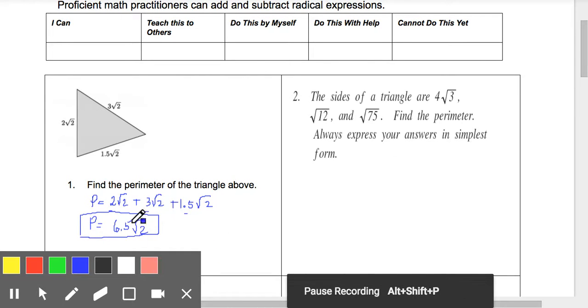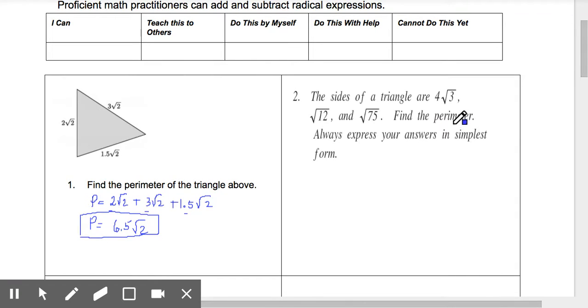Now let's go to number 2. The sides of the triangle are 4 square root of 3, square root of 12, and square root of 75. Find the perimeter. Always express your answers in simplest form. So again, perimeter is the sum of all the sides. Therefore, in order to find the perimeter, we add up all these sides. So we'll have here 4 square root of 3 plus square root of 12 plus square root of 75.